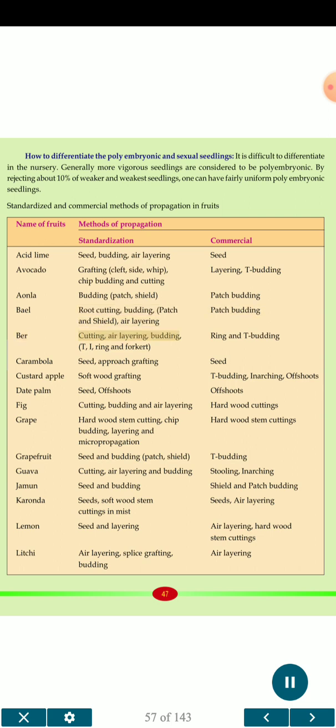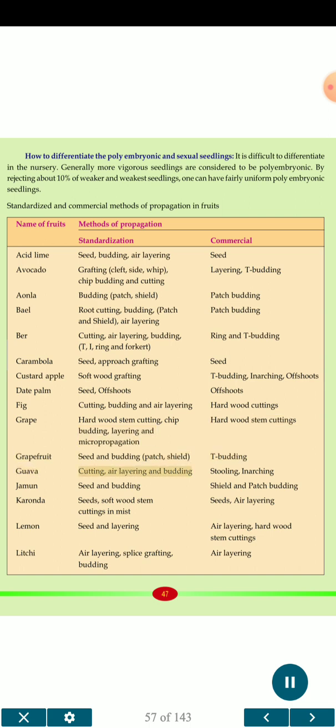Ber: cutting, air layering, budding, ring and T budding, T, eye, ring and forkert. Carambola: seed, approach grafting. Custard apple: softwood grafting, T budding, inarching, offshoots. Date palm: seed, offshoots. Fig: cutting, budding and air layering, hardwood cuttings. Grape: hardwood stem cutting, chip budding, layering and micropropagation. Grapefruit: seed and budding, patch, shield, T budding.